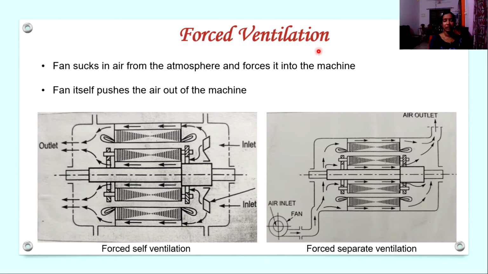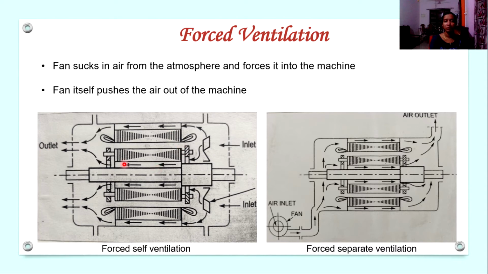Next is forced ventilation. In forced ventilation, the fan itself sucks air into the machine, and then the fan makes the air flow through the various machine parts and carry away the heat, and finally the air is pushed out to the atmosphere. See, air enters the machine through the fan, and then the fan directs air to the various machine parts, and finally it flows out of the machine.